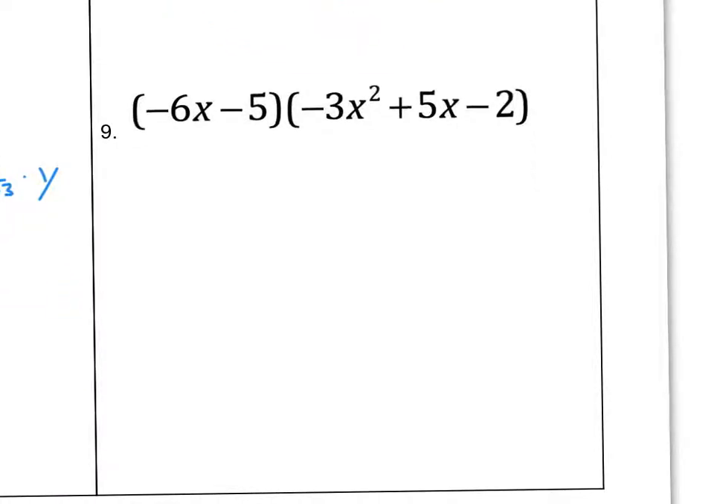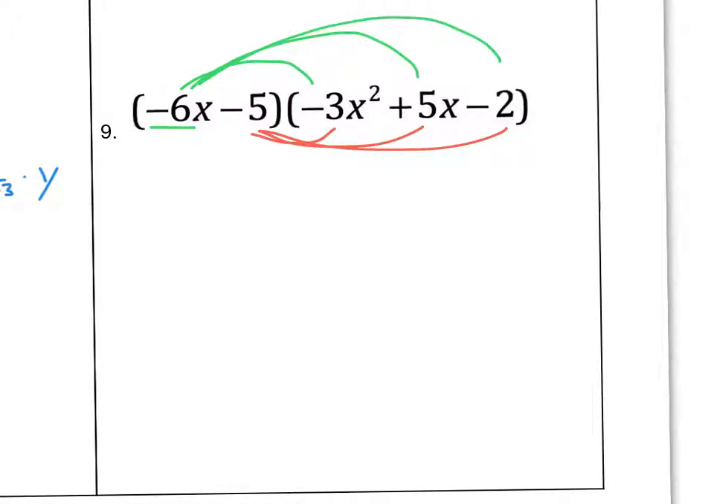For number 9, this one went pretty well in the spiral. Most of us saw that this was distribution. I've got to distribute the negative 6x to all 3 pieces, and then do the same thing with that negative 5. So when I go about and do that, negative 6x times negative 3x squared is going to be 18x to the 3rd power, because that's x to the 1. And then we've got negative 6 times 5, which is minus 30. X times x is x squared.